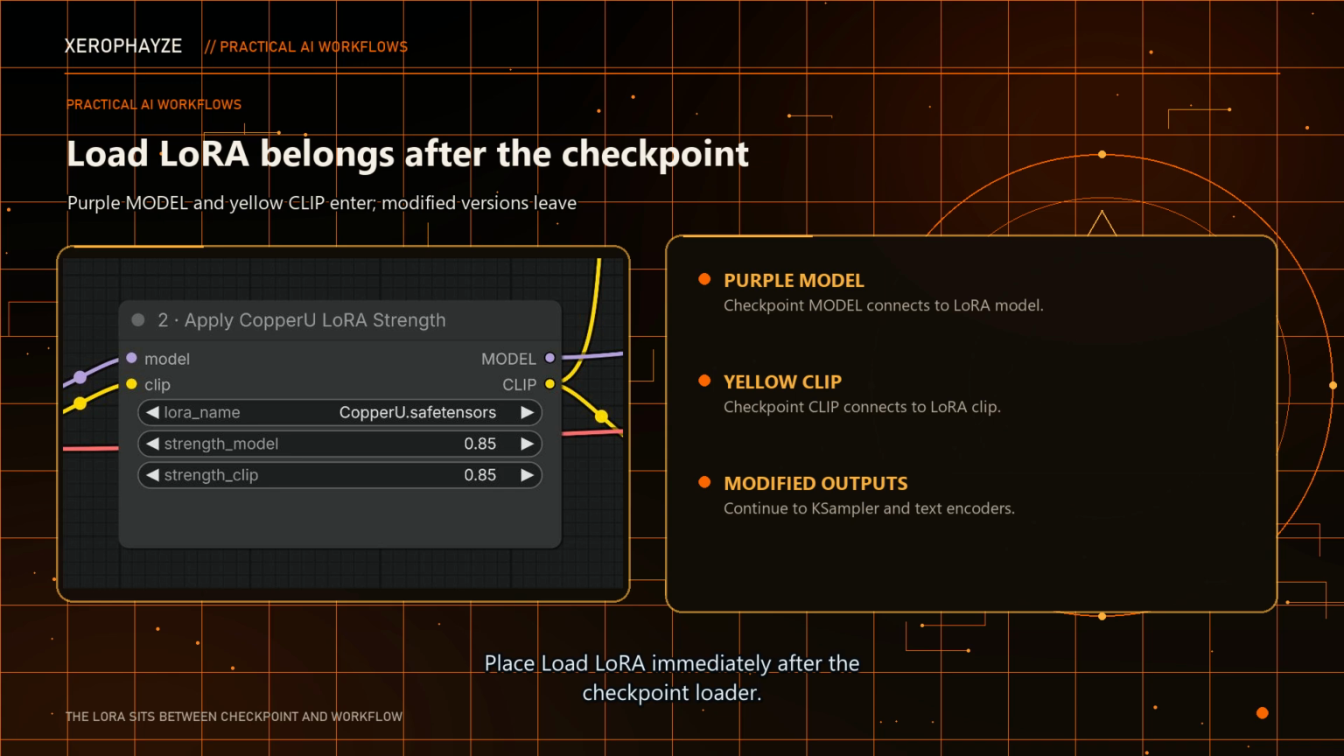Place Load LoRa immediately after the checkpoint loader. Connect the checkpoint's purple model output to the purple model input on Load LoRa. Connect the yellow clip output to its yellow clip input. The LoRa loader returns modified model and clip outputs. Those modified outputs continue into the K-sampler and the two text encode nodes.